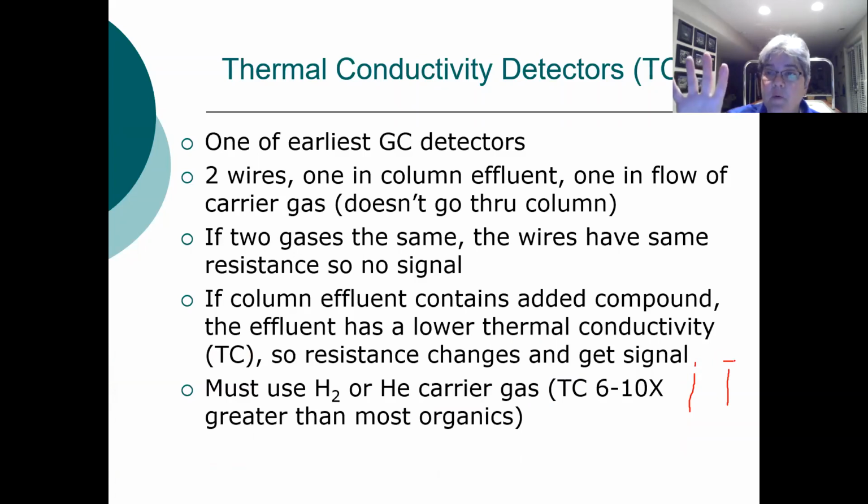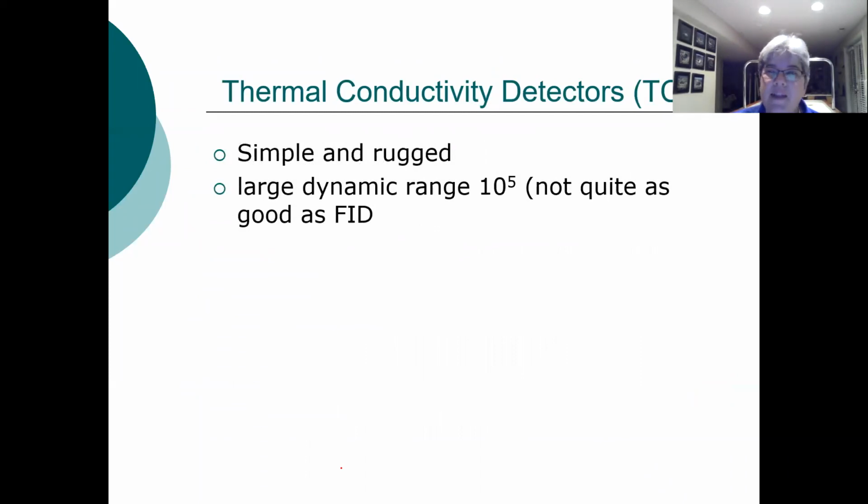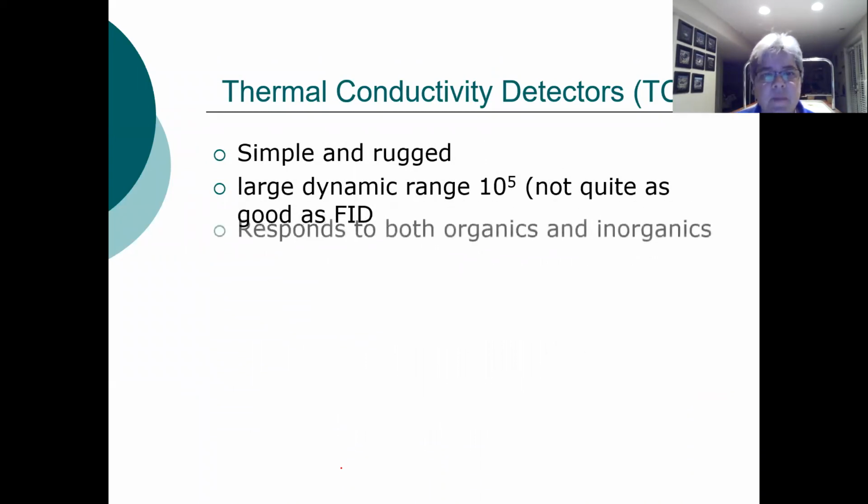So that means, you've got just the carrier gas and then carrier gas plus sample. And when there's a sample, that conductivity will be very different than if there's just the carrier gas. Nitrogen has a thermal conductivity that's very close to organic, so you don't get a good signal with nitrogen. So that's why you have to use hydrogen or helium. So the TCD is a simple, rugged, again, hard to damage detector. It has a pretty good dynamic range. It's not as big as the flame ionization detector, but still 10 to the 5th is quite good.